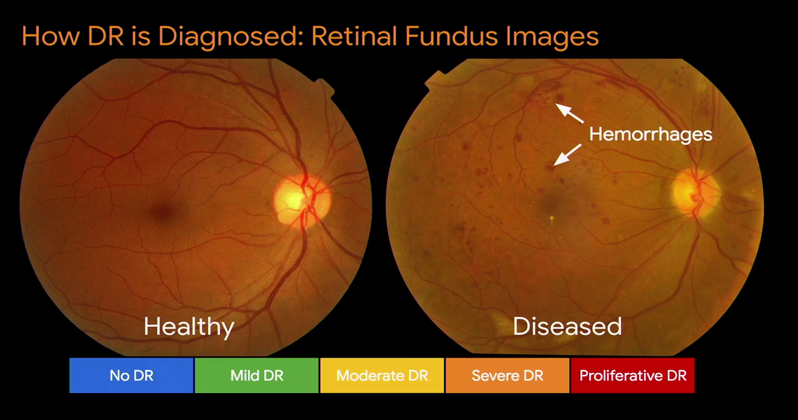And the way an ophthalmologist goes about this is they look at these images and then they grade the image 1, 2, 3, 4, or 5, depending on whether they see particular kinds of hemorrhages, like I've highlighted here on the right, or other kinds of things, or if it looks reasonably healthy.